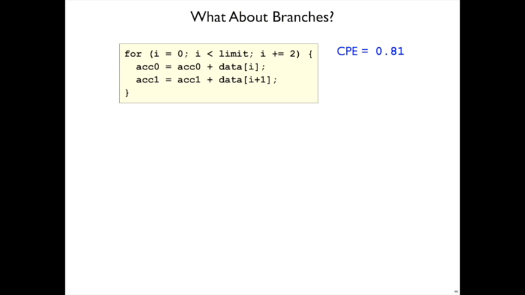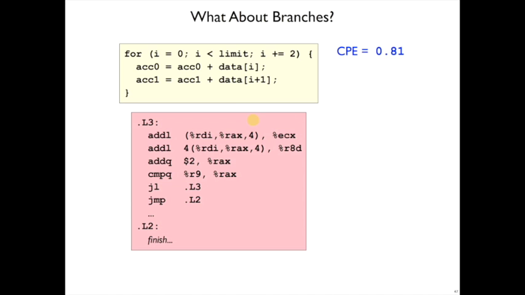In assuming that a processor can work out the dependency graph across iterations of a loop, it turns out we're assuming that it solves a hard problem related to branches. So let's look again at our 2 by 2 unrolling with integer plus. Remember, we got a cycles per element value in that case of 0.81. In particular, that's less than one cycle per element.